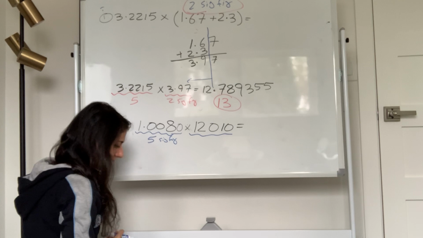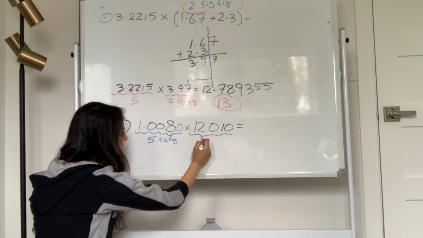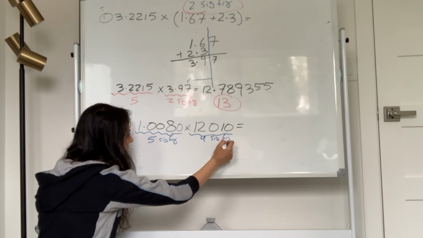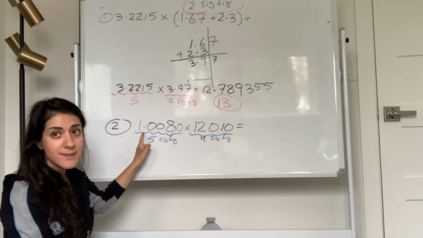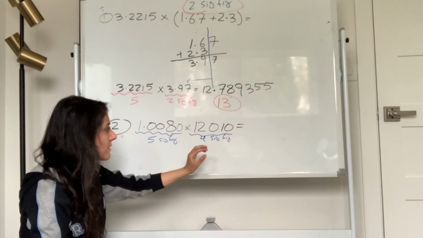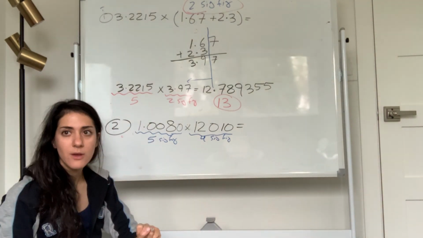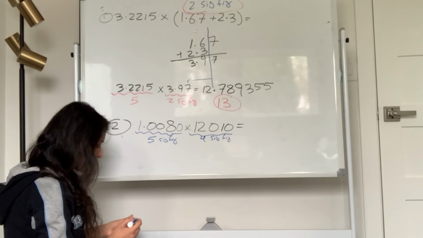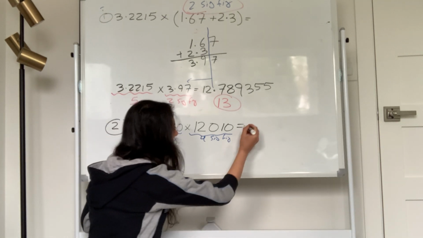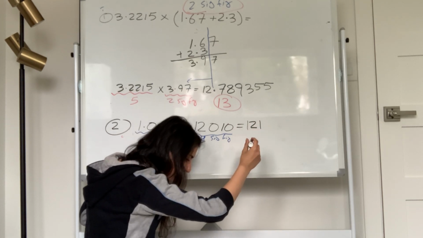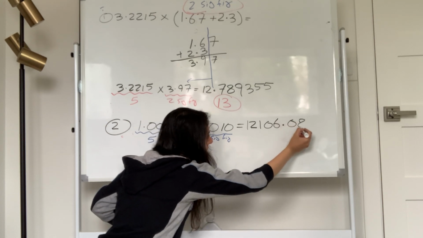Now how many sig figs is this? 1, 2, 3, 4. This 0 doesn't count. So this is only 4 sig figs. Again, a 0 counts after a number if I have a decimal. A 0 does not count after a number if I have no decimal. So I have 5 sig figs, and I have 4 sig figs. You following me? Okay, so this is multiplication. I'm going to multiply it together. If I multiply it together, what I get is 12106.08.